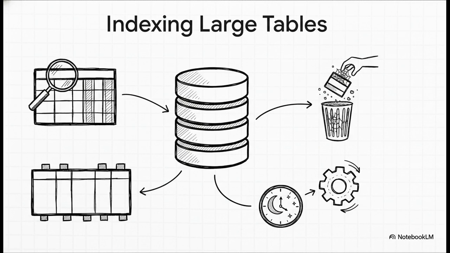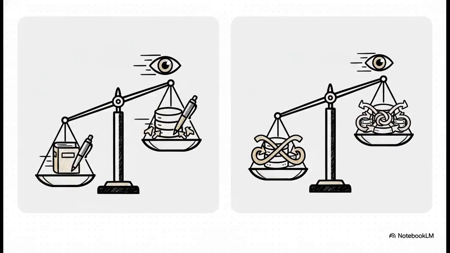You just index the really important stuff, the keywords, topics, authors. It's the exact same idea for your database. You've got to be strategic. Only index the columns you search on the most, and you will save a ton of time and resources.